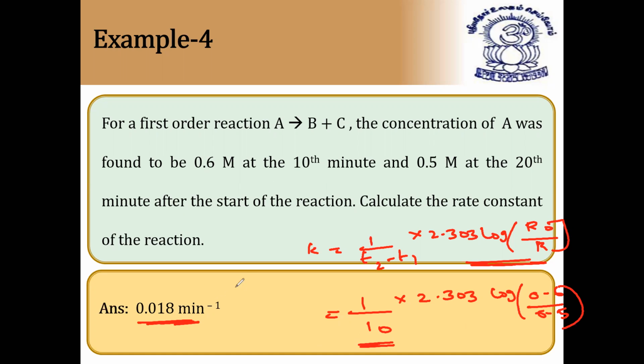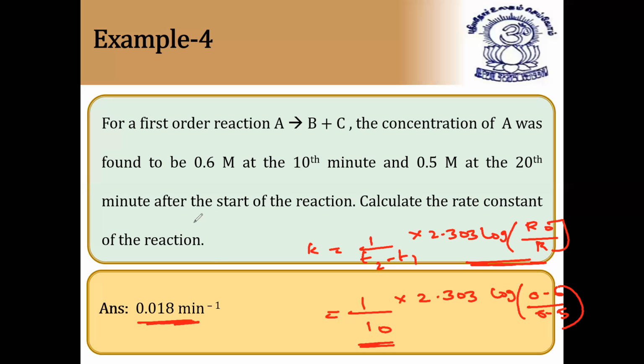I hope this is clear. So these are the steps involved in finding it. You can use this formula to find the rate constant, or just taking one interval, 1 minus 0.6, that also you can do. There are two ways to solve this problem. This is the second way, and the first way I have already given you.